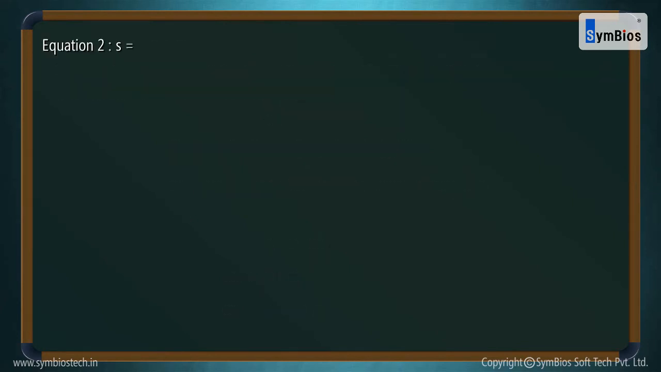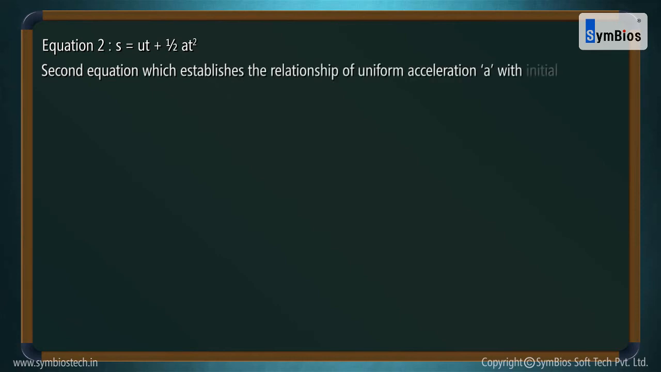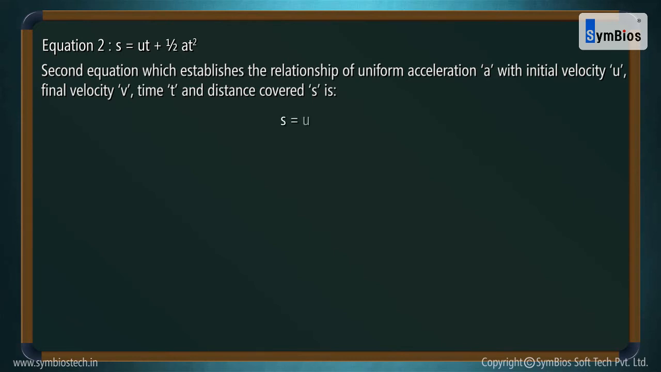Equation 2. Second equation which establishes the relationship of uniform acceleration a with initial velocity u, final velocity v, time t and distance covered s is: s is equal to ut plus half at square.